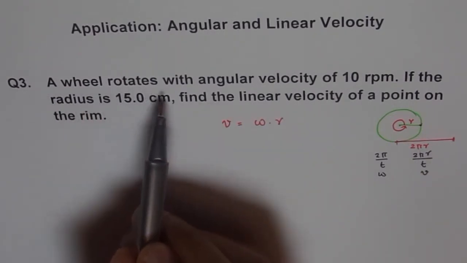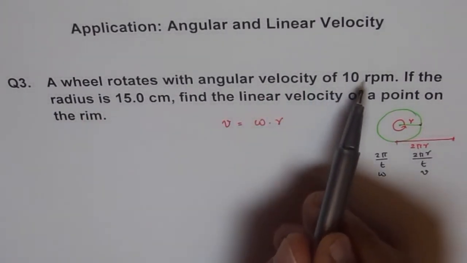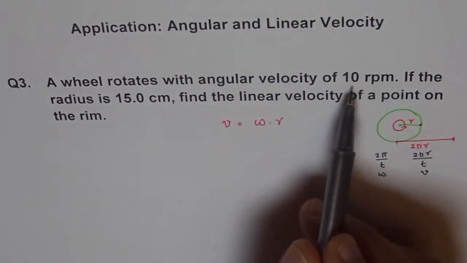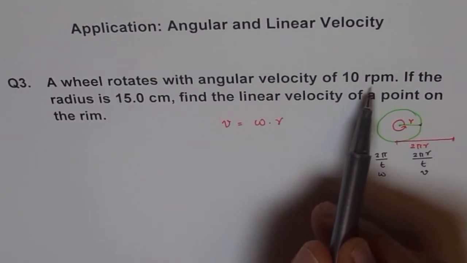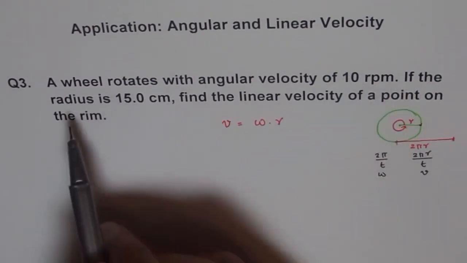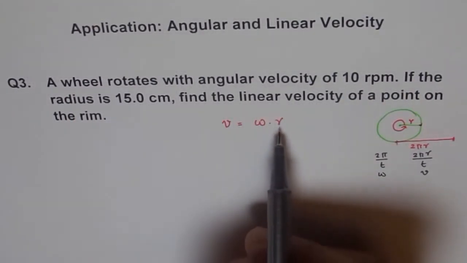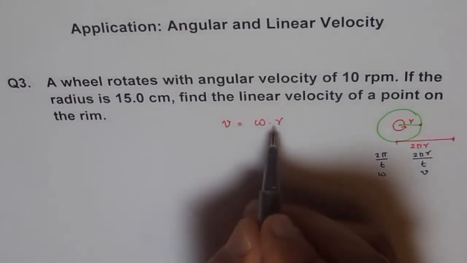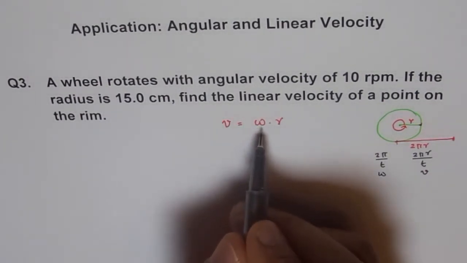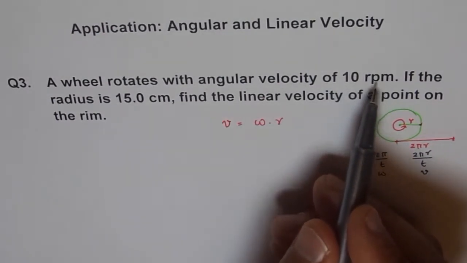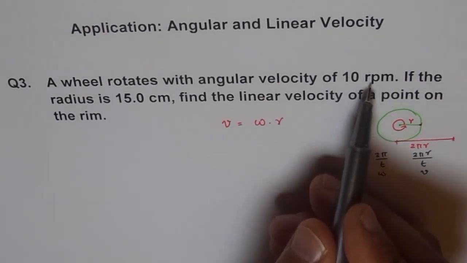A wheel rotates with angular velocity of 10 revolutions per minute. Now here, we normally give you angular velocity in revolutions per minute. We've got to change it into radians per minute or radians per second. That's the first part. If the radius is 15, find the linear velocity. So we know r is 15, but we need to find omega in radians instead of revolutions per minute.